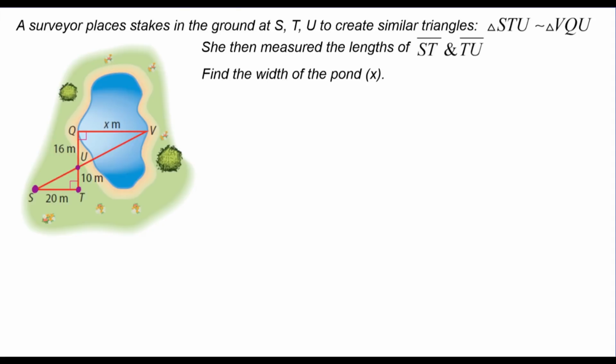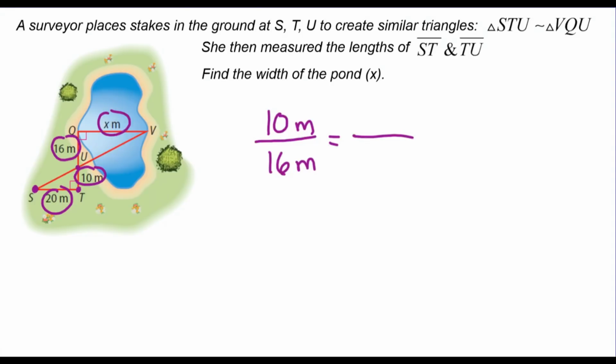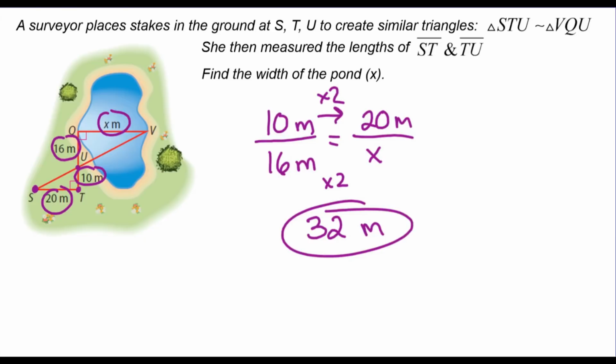So again, I'm going to use my corresponding sides here. Now this side and this side are actually corresponding sides, so I'm going to write their ratio. 10 meters to 16 meters is equivalent to, and then the 20 and the X are corresponding sides, 20 meters to X meters. So then here obviously we've got a very nice horizontal relationship. That's times 2. So 16 times 2 is 32. So our pond is 32 meters wide. So again, using similar shapes to help us find missing measurements.